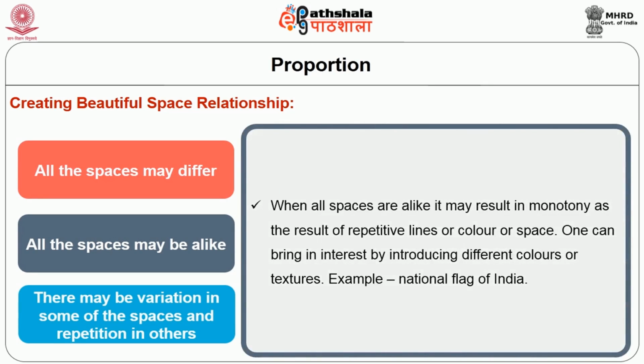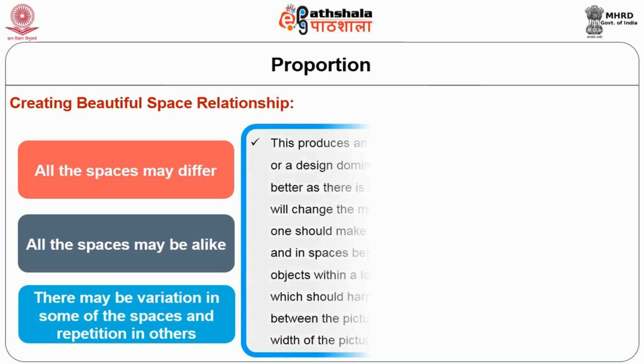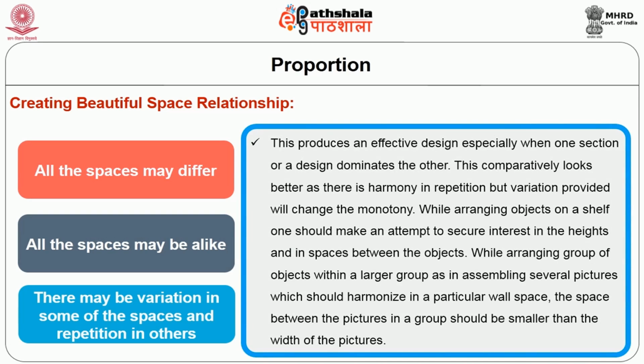All the spaces may be alike. When all spaces are alike, it may result in monotony as a result of repetitive lines or color or space. One can bring in interest by introducing different colors or textures. Example, the National Flag of India. There may be variation in some of the spaces and repetition in others. This produces an effective design, especially when one section or design dominates the other. This comparatively looks better as there is harmony in repetition, but the variation provided will relieve the monotony.